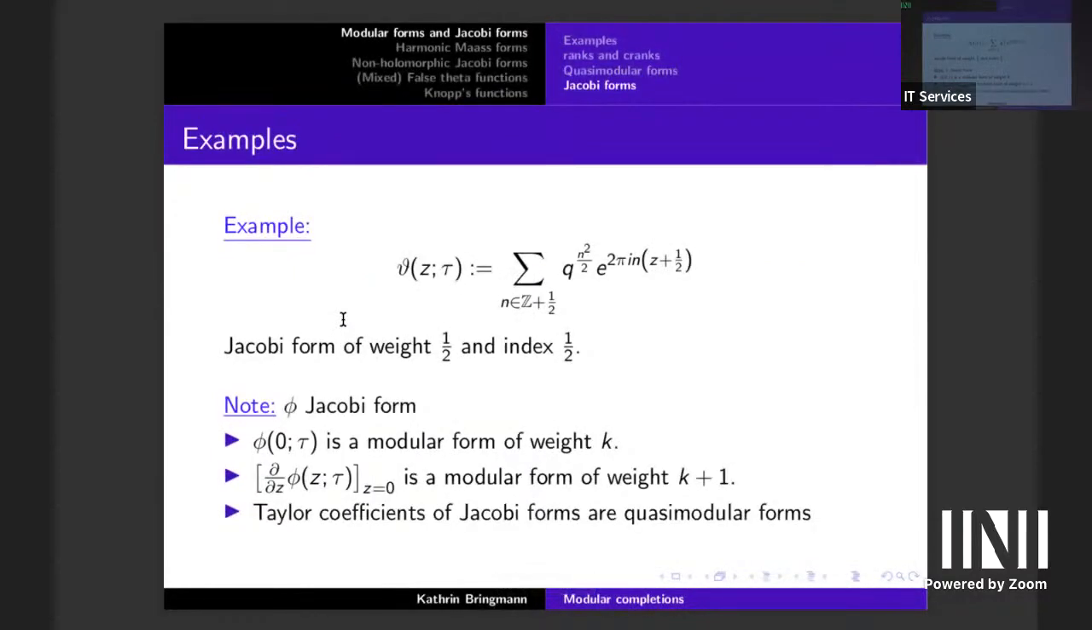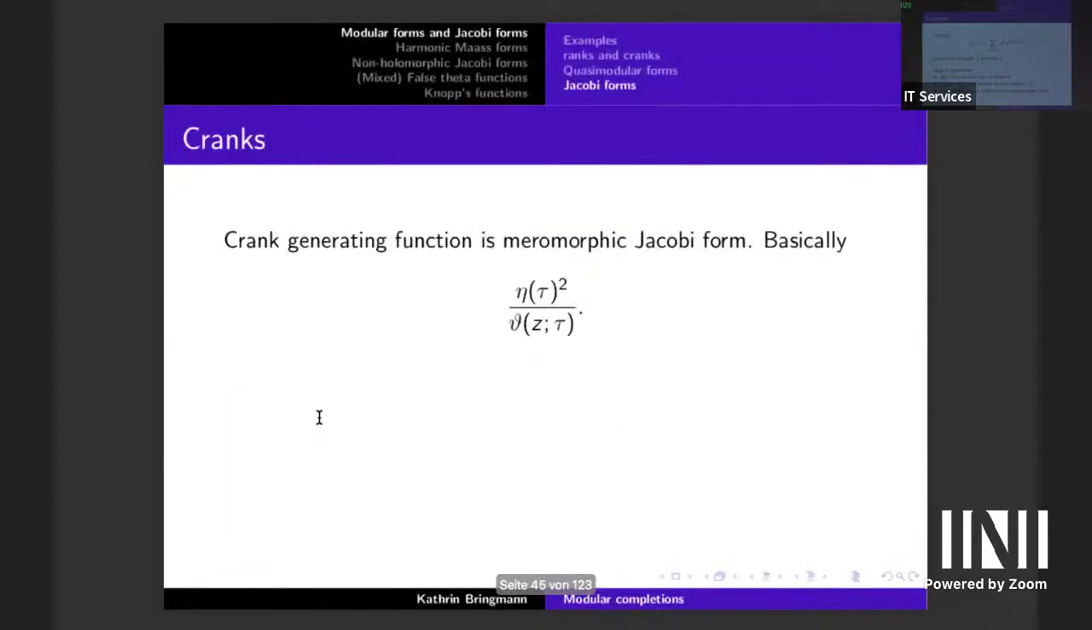And if you look at Taylor coefficients, so take higher derivatives of Jacobi forms, then you obtain quasi-modular forms. And you also immediately see that when just writing down the transformation law and differentiating it. And one example related to what we had before, if you remember the crank generating function, this infinite product, this is basically, up to powers of q and powers of e to the 2 pi i z, eta squared over the Jacobi theta function. So it's a meromorphic Jacobi form. And poles come from roots of the Jacobi theta function.